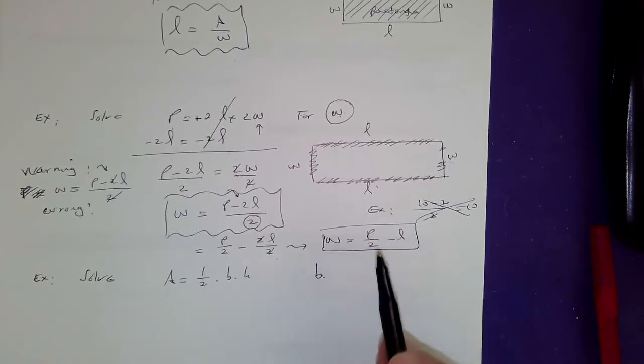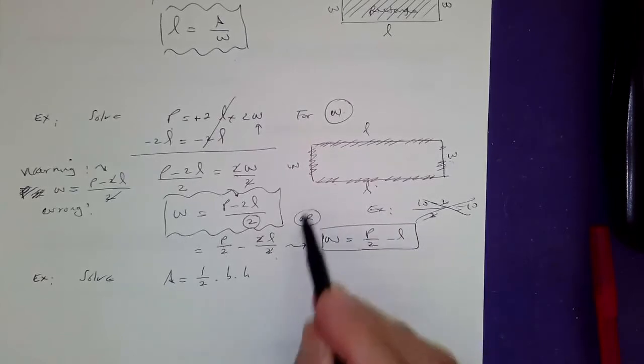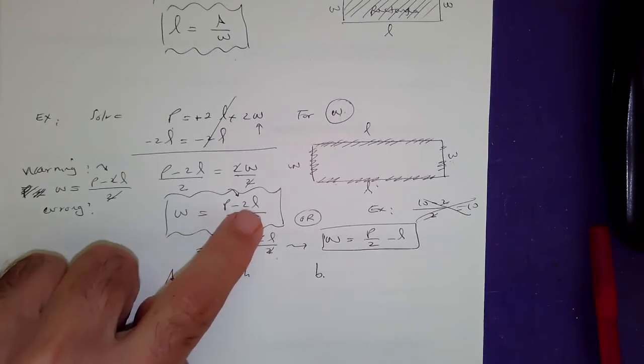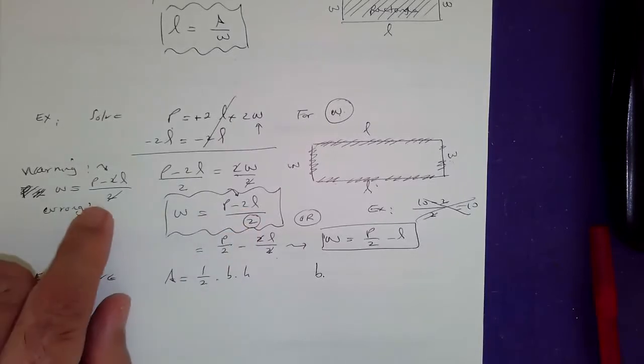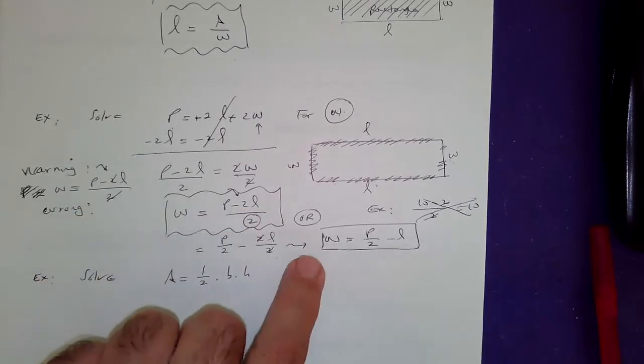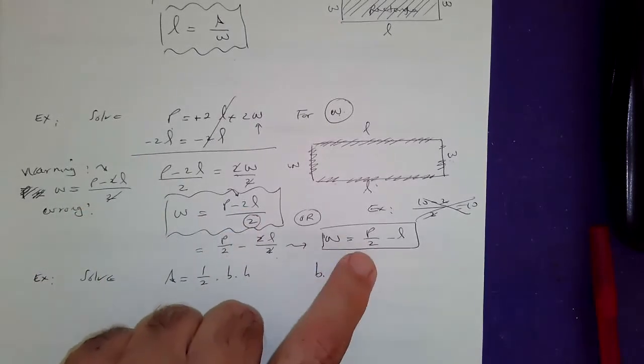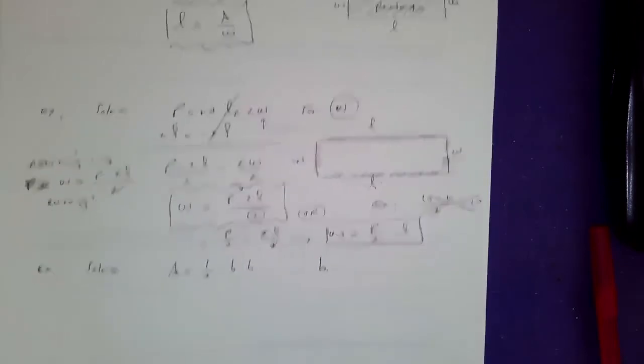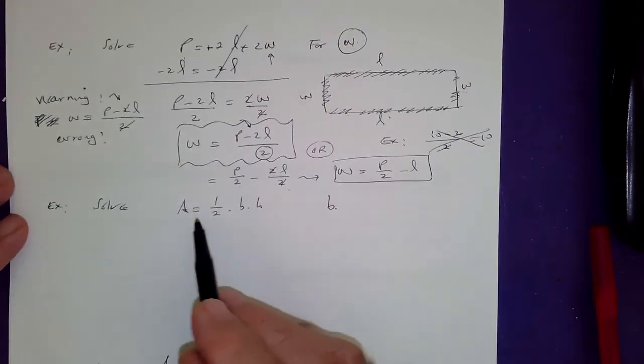So either of these two answers happens to be correct. Either P minus 2L over 2, please do not cancel the 2's, or W is equal to P over 2 minus L. The next example is area.